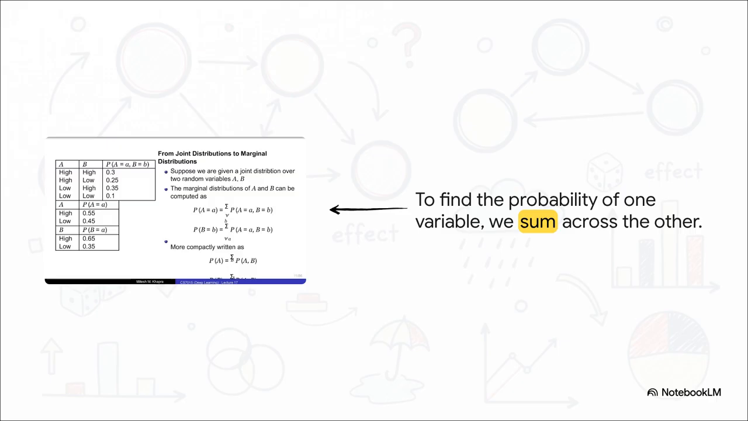To find the total probability for one variable, like getting a grade A, we just have to think about all the ways it can happen. It can happen if the student has high intelligence, and it can happen if the student has low intelligence. So, as the slide shows, we just sum up the probabilities across the variable we want to ignore. We are marginalizing out the intelligence variable to focus only on the grade.